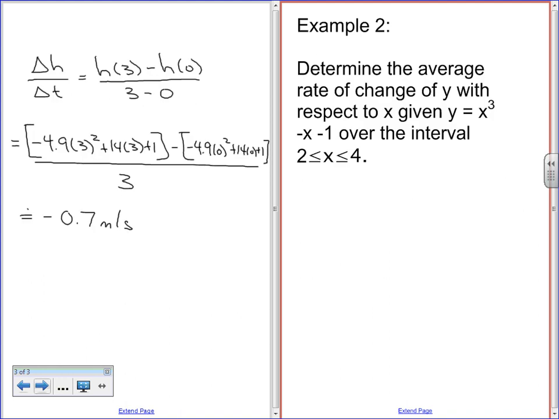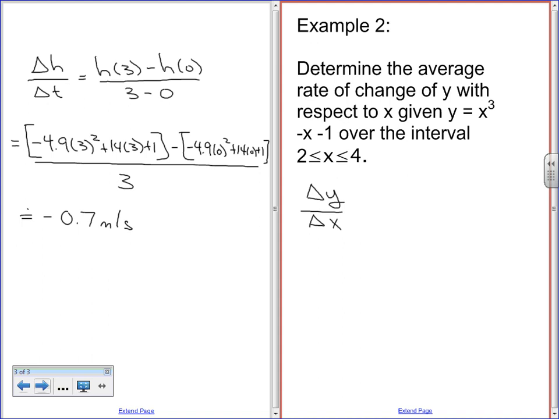Okay? So to illustrate that, example 2: determine the average rate of change of y with respect to x, given that y is equal to x cubed minus x minus 1 over the interval between x's from 2 to 4. Okay, so I want to figure out on average how y has changed when I change x. So I need to determine the change in the y's over the change in the x's.